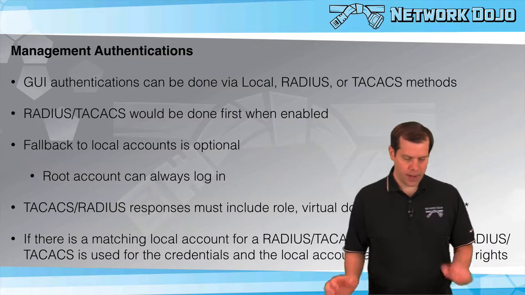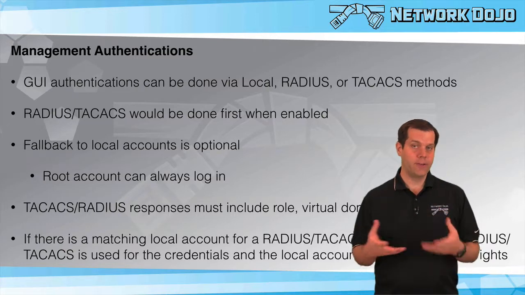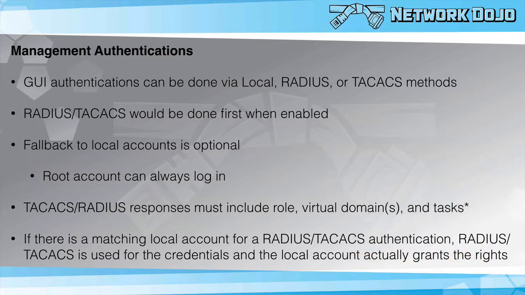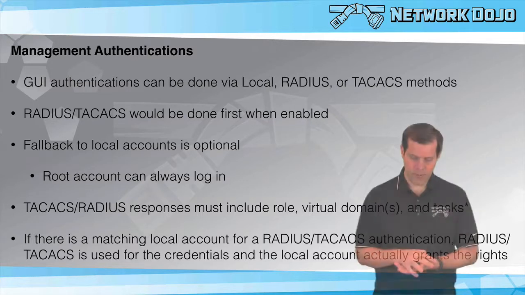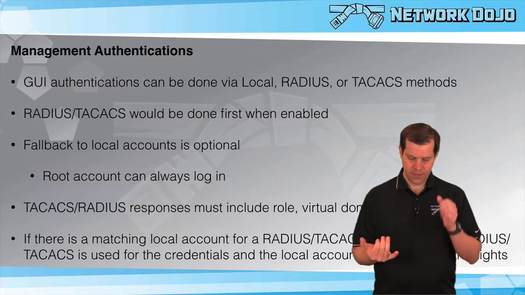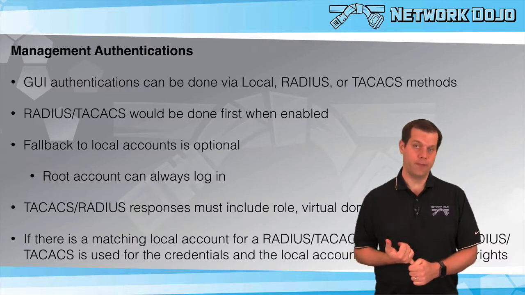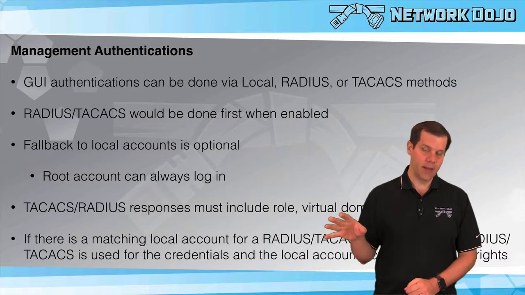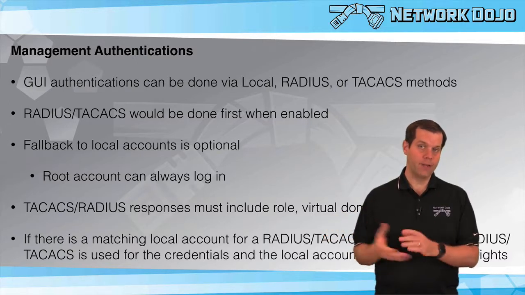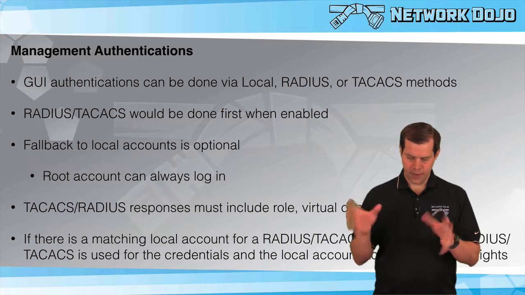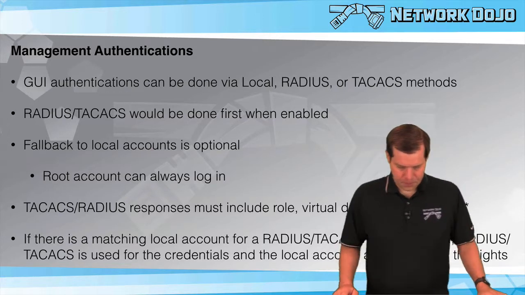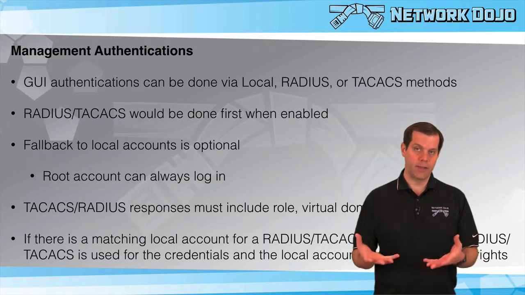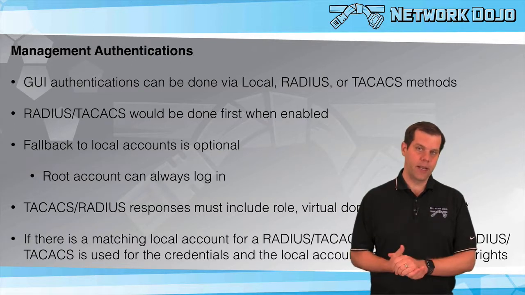Now, there's an interesting kind of behavior when it comes to using Radius or TACACS-based authentications in conjunction with also having local users in Prime. So let's say that I have a local account named Jeff. And I also have a Radius or a TACACS account named Jeff, and I'm configured to use Radius or TACACS. I'll just say Radius for simplicity's sake. So we're configured to use Radius-based authentications.